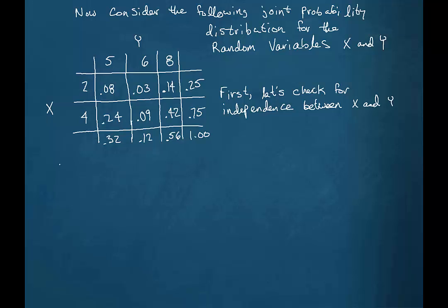Now what we will do in order to establish independence is check the conditional probabilities against the probability for the individual value and see if they're equal. So in other words, I'm going to find the probability that x is 2 given y is equal to 5. And what I should find is that that is just the same as the probability that x is equal to 2. So this probability would be found by dividing 0.08 by 0.32.